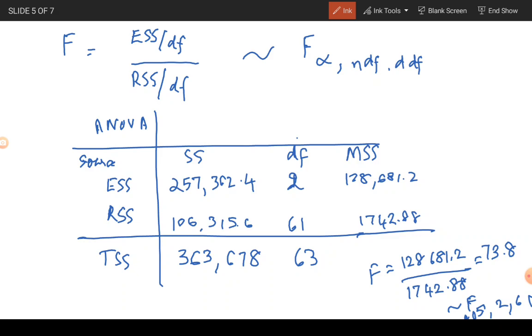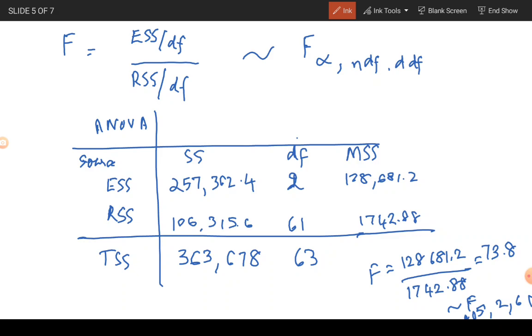Now to find the critical F value, you're supposed to use the F distribution tables, which are given at the back of Clark's tables or your Gujarati book. So from there you can see that the critical value is 3.15 for degrees of freedom 60, right? The actual degrees of freedom in the denominator is 61. Since that is not given in the table, we take the closest value, which is 60. So at 5% level of significance, the critical value is 3.15. Since 73.8 far exceeds 3.15, we can safely say that this F statistic falls in the critical region, and therefore we may reject the null hypothesis that beta 2 is equal to beta 3 is equal to 0.